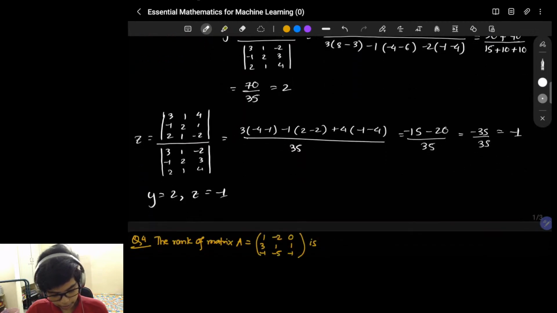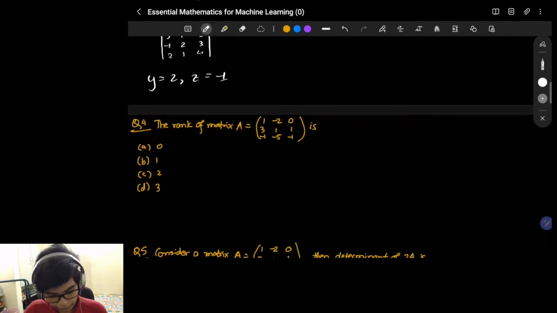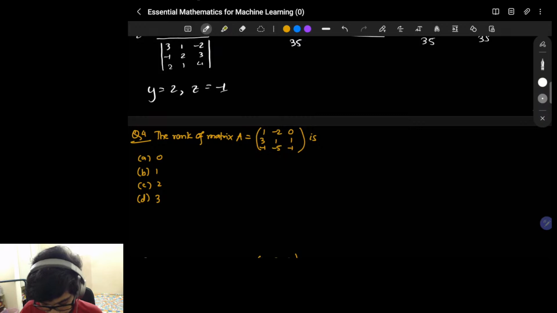So this solves this question. Next, we have another question on matrices. This time it is finding out the rank of a matrix. Rank of a matrix is basically the number of non-zero rows in the reduced row form of the matrix. So we will apply row reduction to A in order to find out the rank.